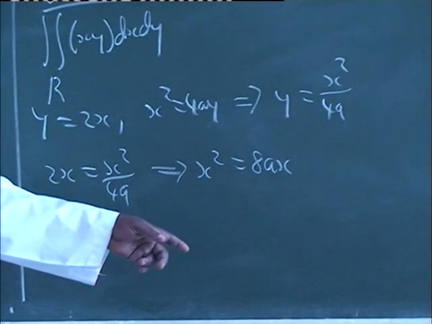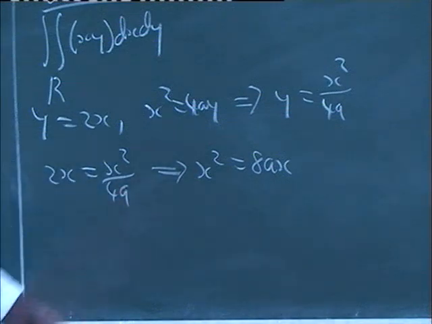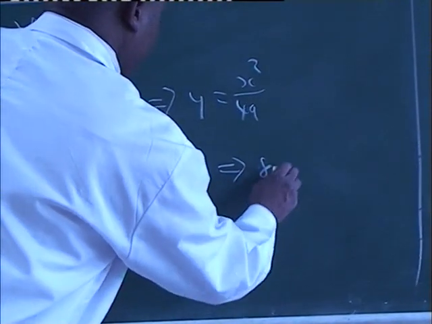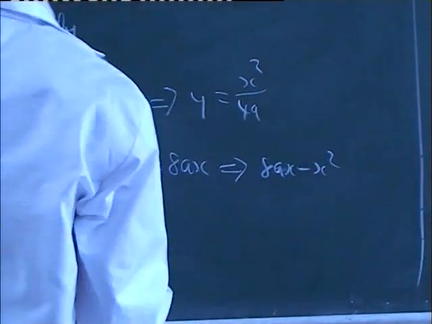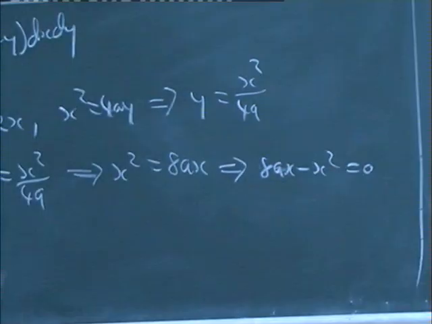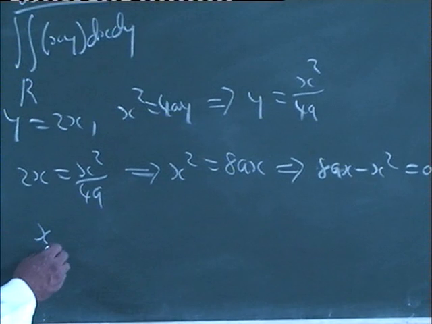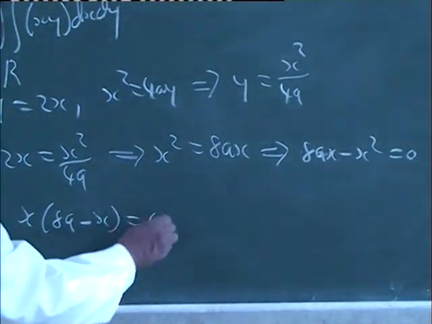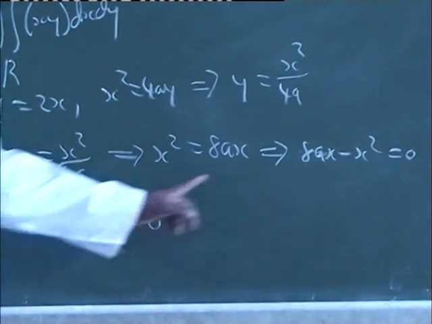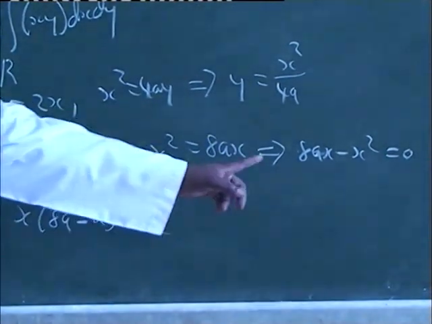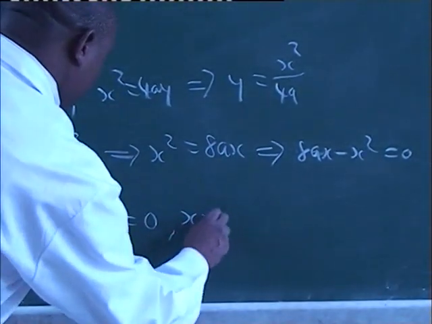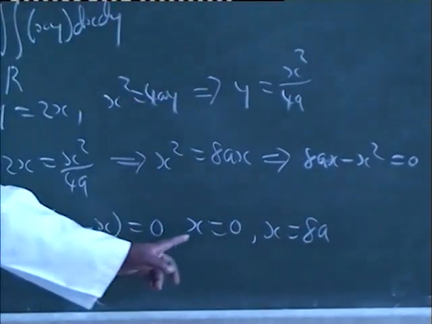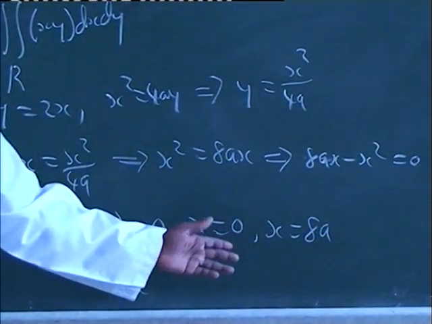What we need is really x. So, which also implies that we can write like this, 8ax minus x squared equals 0, meaning that x, we have 8a minus x equals 0. Now this time this, you can get back here. And this time this, you get back at x squared. So that means x is equal to 0, and then x is equal to 8a. Those are the limits for x.